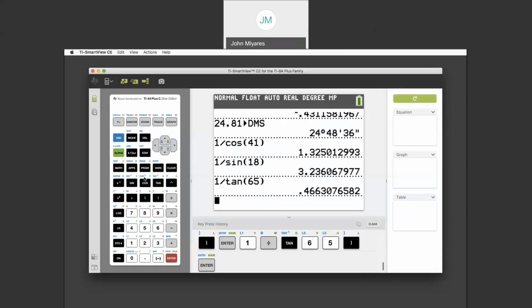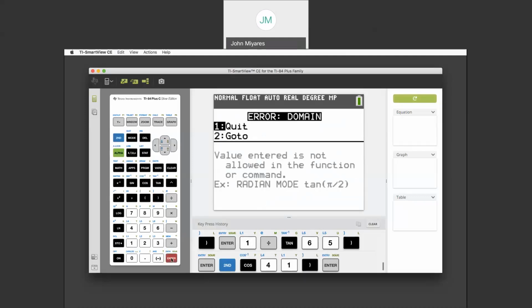But what I'm going to warn you is if you try to use them in a problem like this, say you want to take the inverse cosine of 41, thinking what you were doing was the reciprocal of the cosine of 41, you're going to get an error, a domain error, which hopefully will be a sign that you're not doing something correctly. Long story short, there is a difference between the reciprocal and the inverse of a trig function.